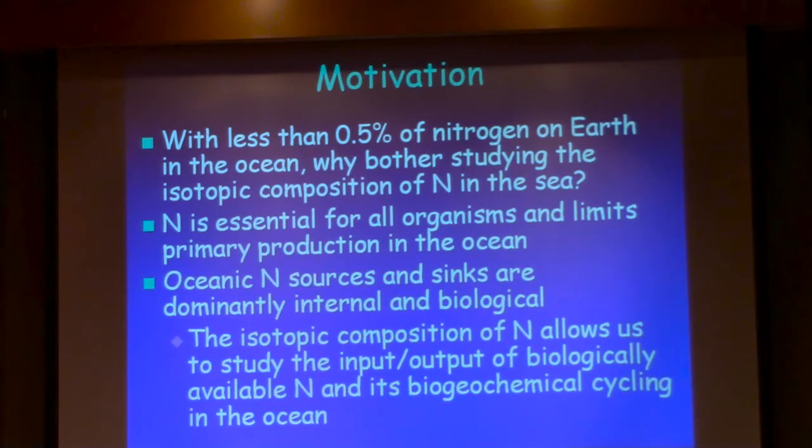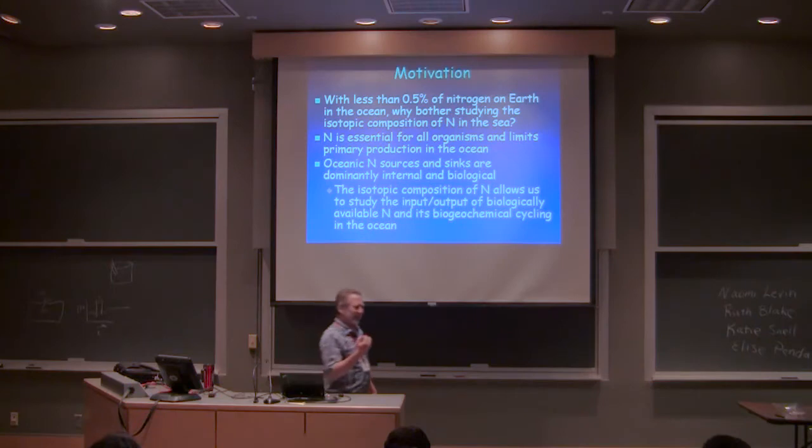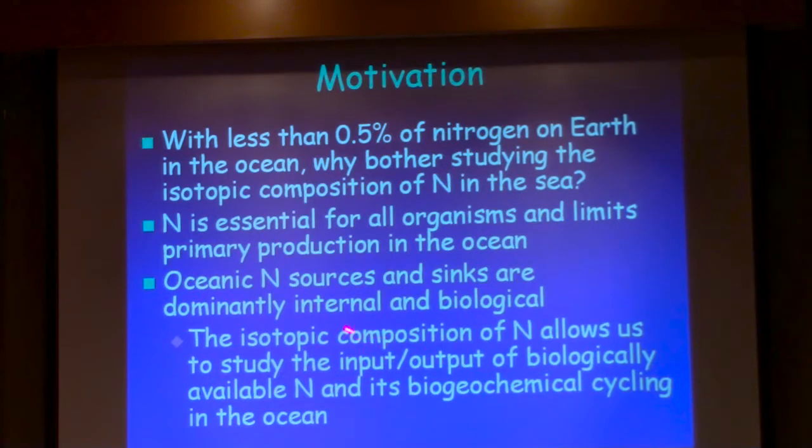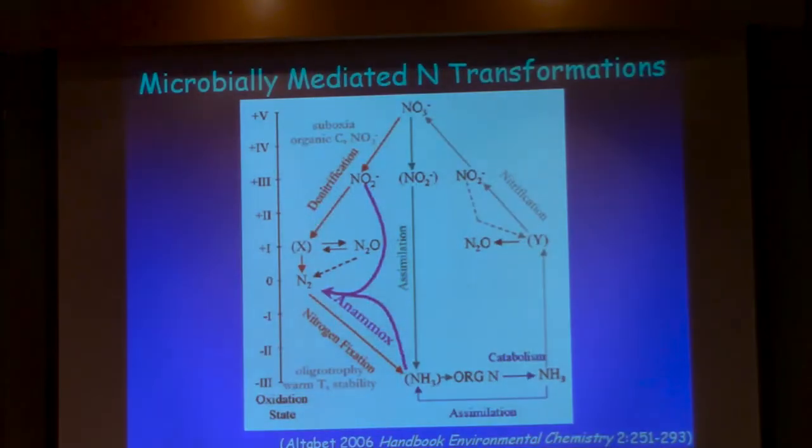Why do we even bother studying it? Turns out that, of course, nitrogen is an essential nutrient, and it limits production in many areas of the ocean. And these sources and sinks are dominantly biological. A lot of the cycling and the exchange is internal. And the isotopic composition of nitrogen in the ocean allows us to place constraints upon those inputs and outputs as well as the biological cycle.